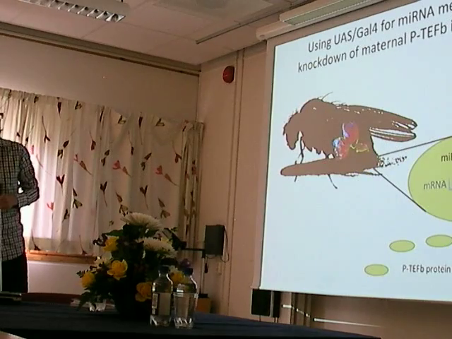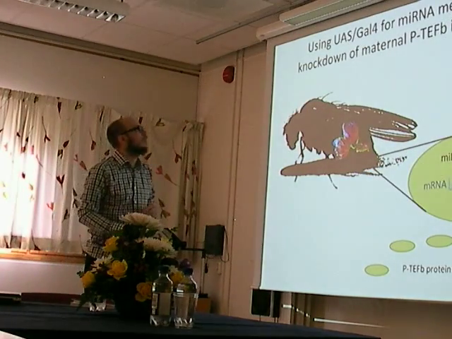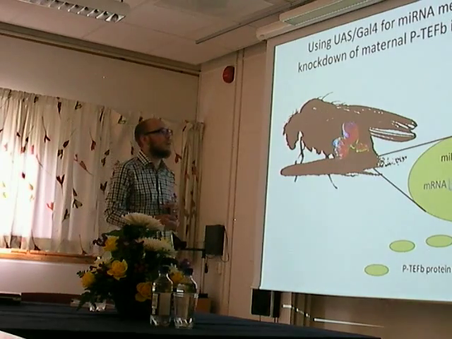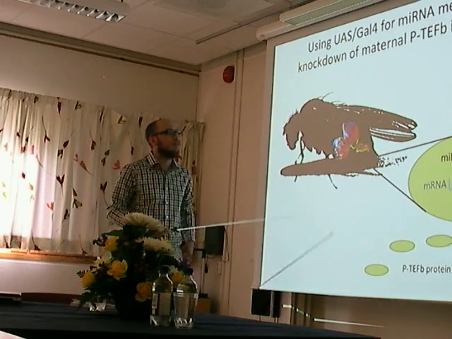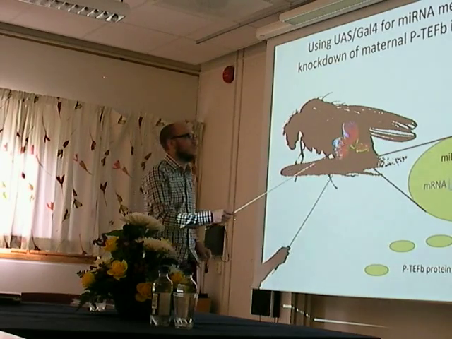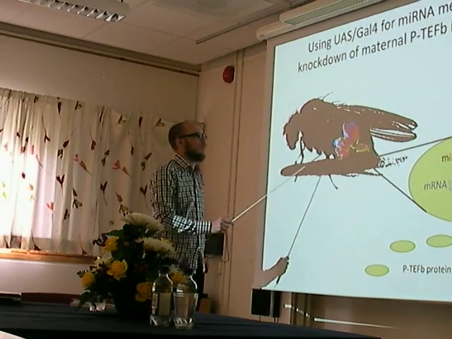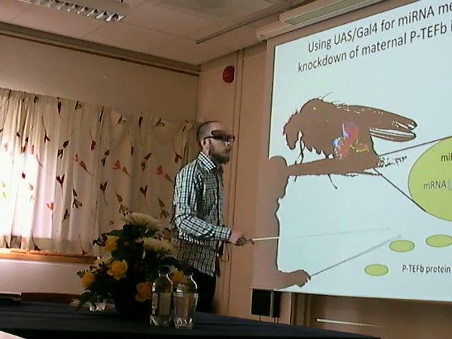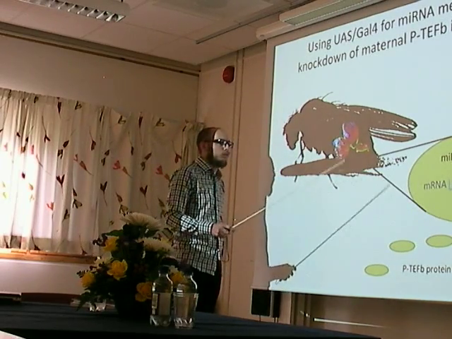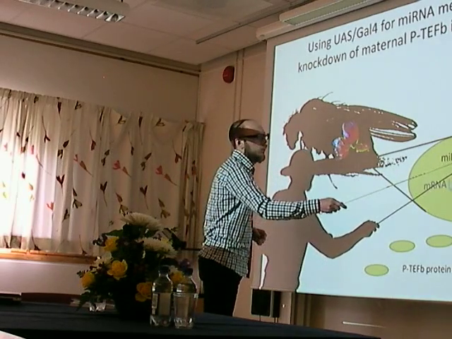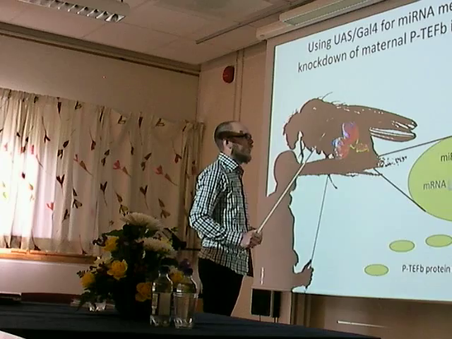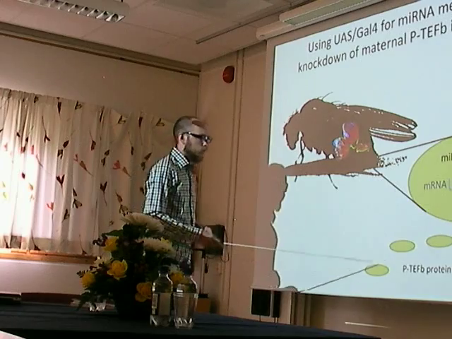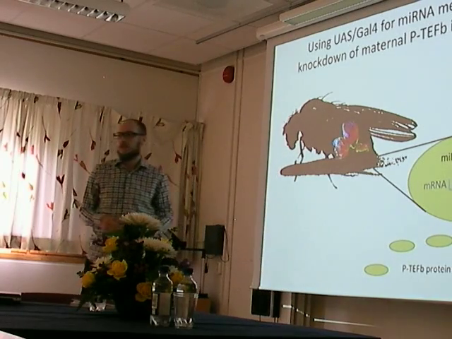And to do experiments in early embryos, we need to use the UAS-GAL4 system here to generate microRNA-mediated knockdown of maternal factors such as P-TEFb already in the ovaries. So the female has ovaries where she produces her eggs. The eggs are filled with maternal factors such as P-TEFb, and microRNA can here be produced by us in the ovaries to deplete P-TEFb. So we will generate embryos where P-TEFb protein is depleted.